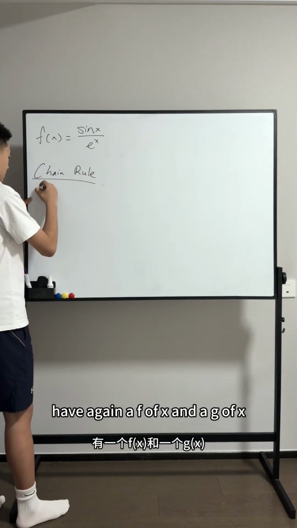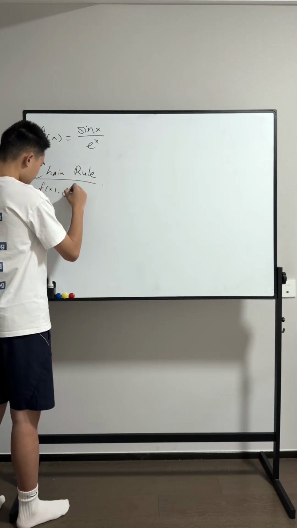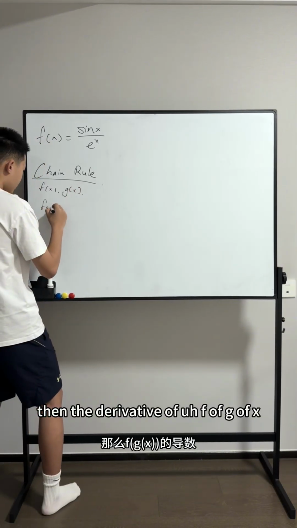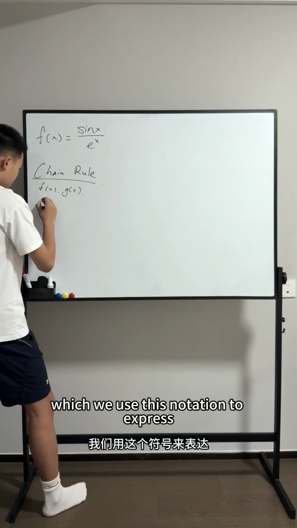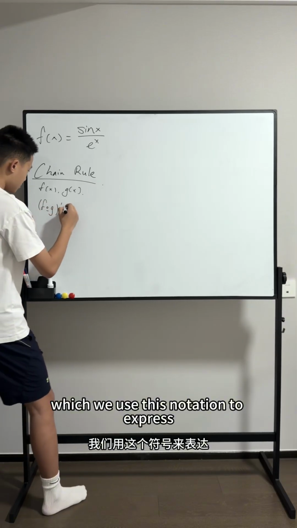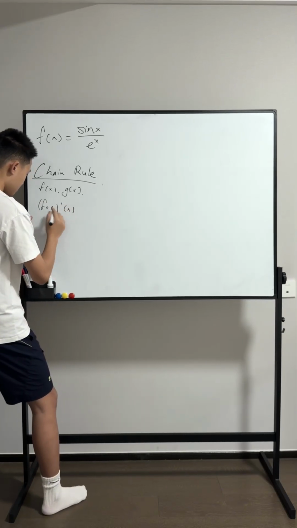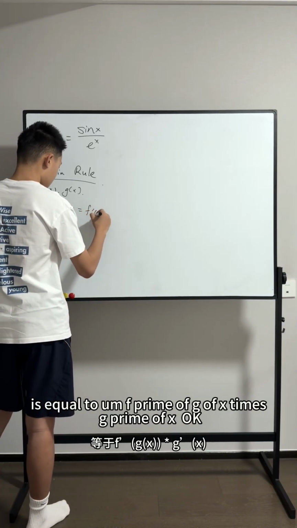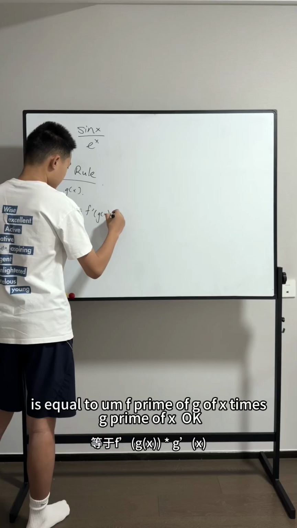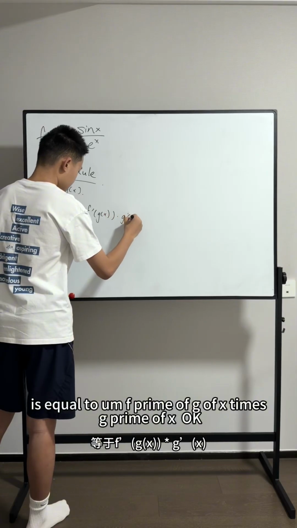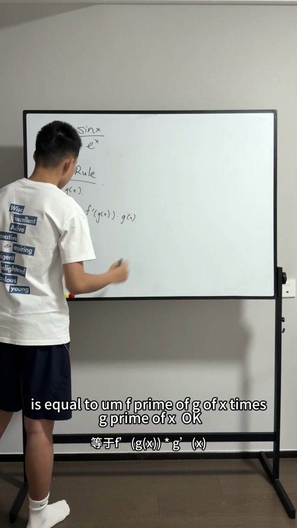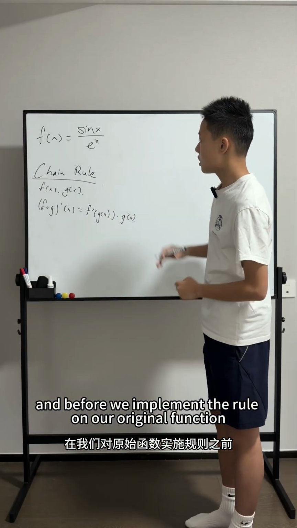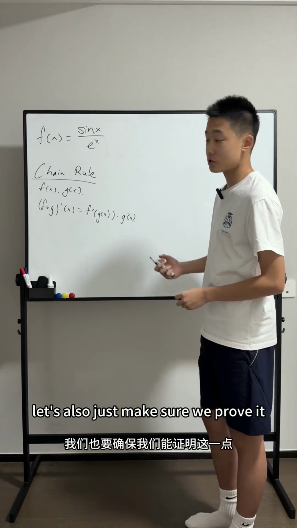So first of all, the chain rule states that if we have again an f of x and a g of x, then the derivative of f of g of x, which we use this notation to express, is equal to f prime of g of x times g prime of x. Okay, and before we implement the rule on our original function, let's also just make sure we prove it.